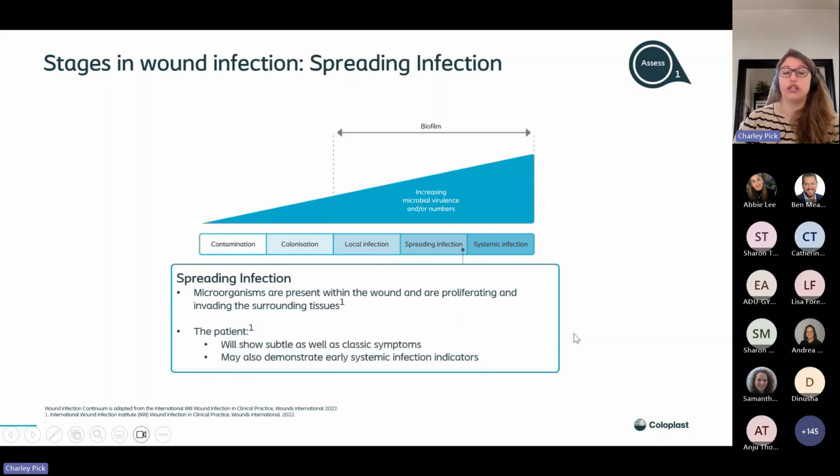Your spreading infection, this is where the bacteria or those microorganisms are present within that wound and are proliferating, multiplying and invading those surrounding tissues. Now, the patient will show subtle as well as classic signs of infection here, but they may also start to develop early systemic infection indicators.